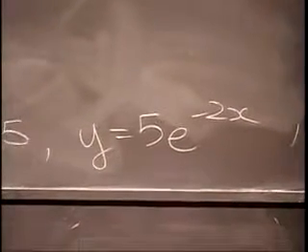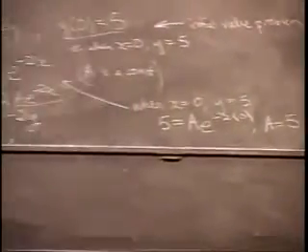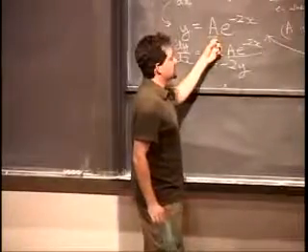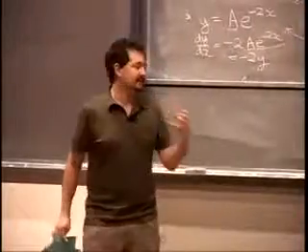So it's basically finding the constant, the plus c, if you like. It's not a plus c in this case. It's actually a times a. And a is 5. So the initial value problem allows you to find the unknown constants.